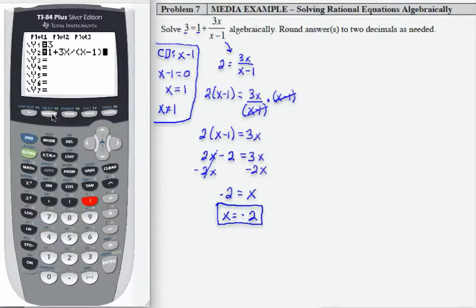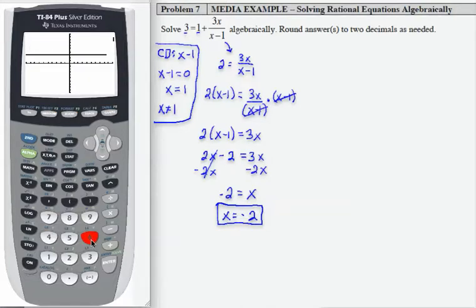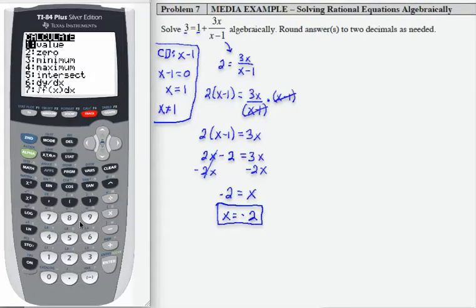I'm going to take a look at my window and see if I have any strange values. Yes, I do. So I'm going to go to zoom 6, which is the standard window, and I'm going to see what I get here. So here is the y equals 3 part, and this 2 pieces is the right hand side, 1 plus 3x over x minus 1. I want to find the intersection of the two equations, which is going to be this point right here. So I'm going to go second calc number 5.